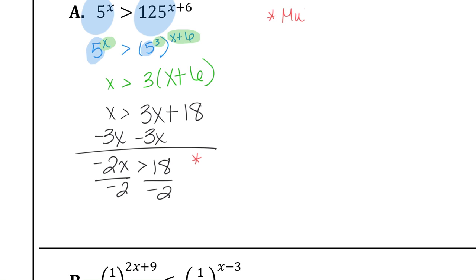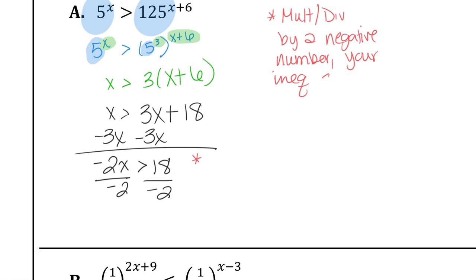if you multiply or divide by a negative number, then your inequality sign changes direction. We call it flipping, or changes direction. It means it goes from being less than to being greater than, or from being greater than to being less than. So I have divided by a negative number. So instead of being x is greater than, it now becomes x is less than negative 9.